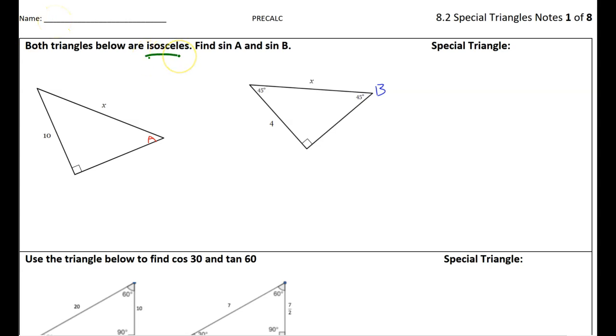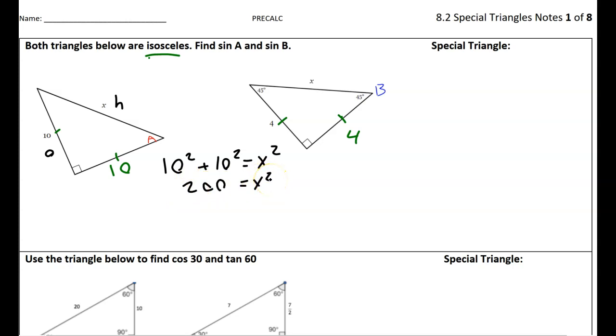We're told that these are isosceles, and all that means is that this side is also 10, same as this side. And if this side is 4, this side is also 4. So that's what isosceles means. Now to find sine of A, we would need the opposite side over the hypotenuse. And notice we don't know what the hypotenuse is yet, so I'm going to do first 10 squared plus 10 squared. And that side's called x, so I'm going to say x squared. Obviously, 100 plus 100 is 200.